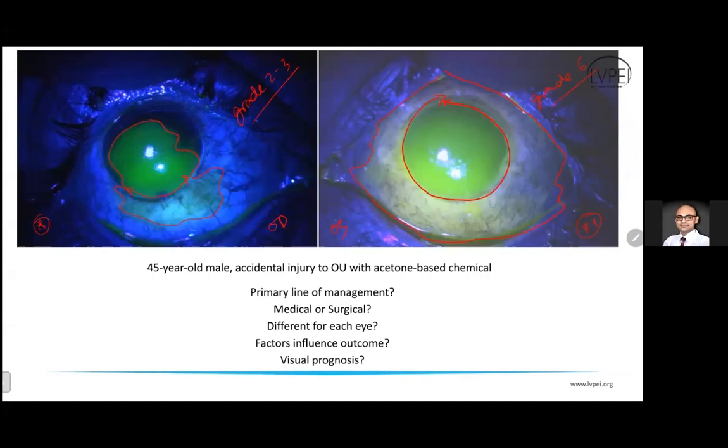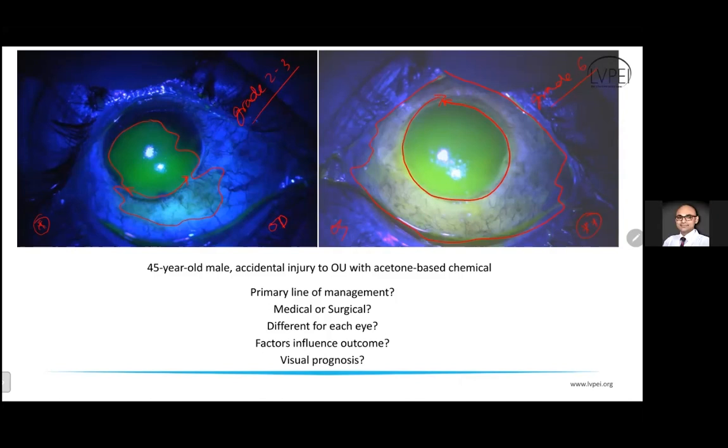Okay, so what are the factors that influence the outcome? Like, how would you prognosticate the case? What would you tell the patient are the chances of the patient recovering in the right eye versus the left eye? So the chances for the right eye are much better. The prognosis of the right eye is better. For the left eye, we can expect the prognosis to be guarded, and we'll ask the patient to follow up closely, and over time we might need multiple procedures in the future.